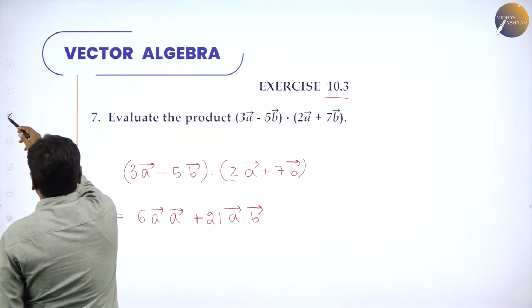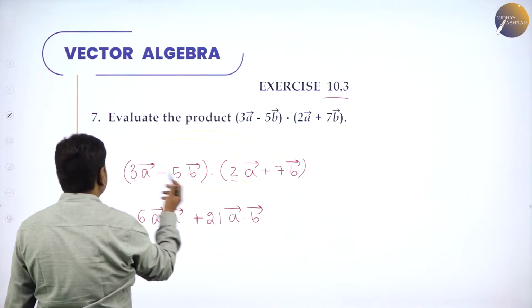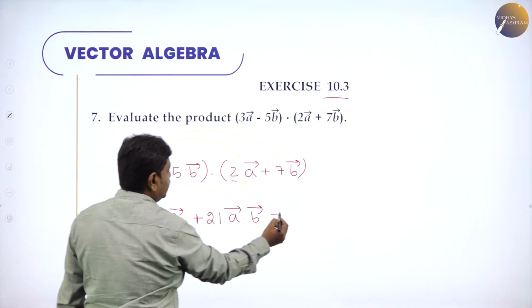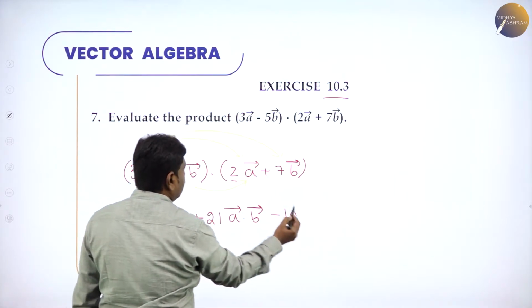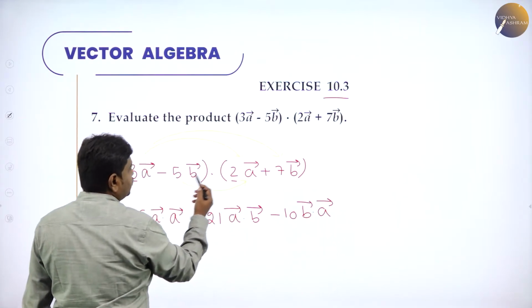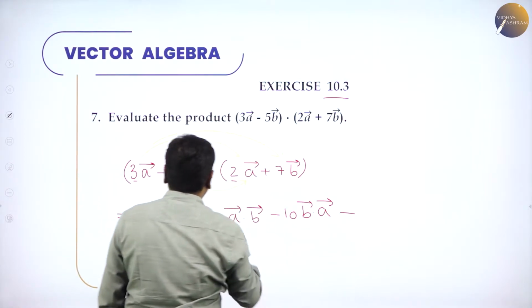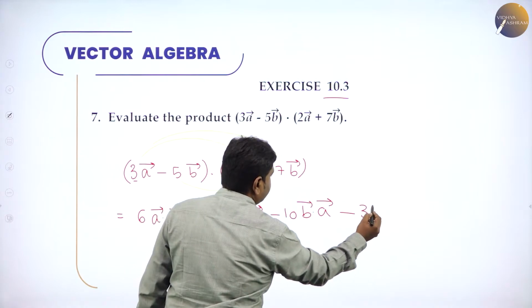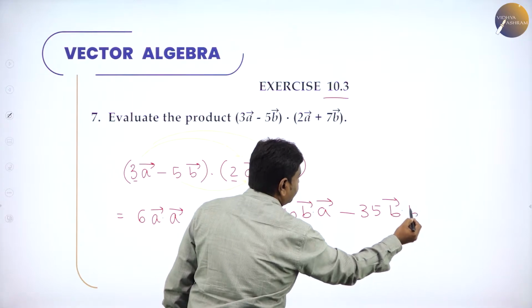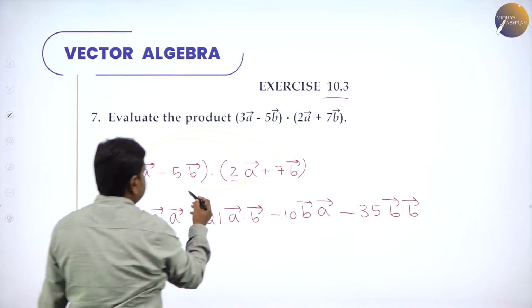Then the second term, that is minus 5A into 2. Minus into plus is minus. Minus 5 twos are 10, vector B dot vector A. Then further, minus 5 into plus 7, minus into plus is minus. 5 sevens are 35, vector B dot vector B. So now observe here, multiplied second with second.